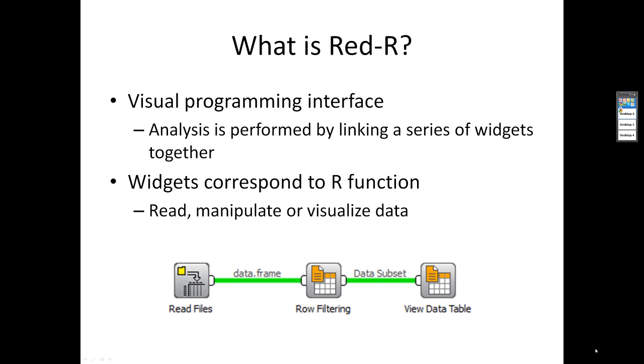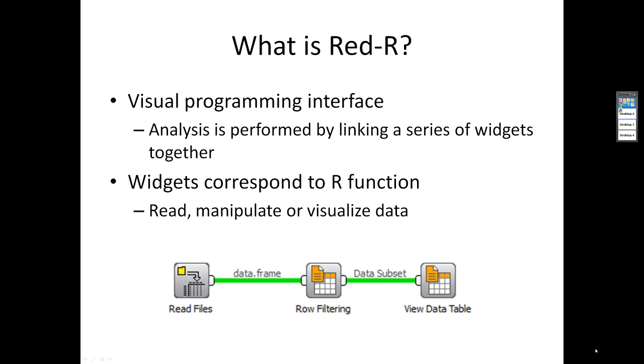So what is red-r? It's a visual programming interface for R. Visual programming hides the code complexity of R behind an easy, or at least easier to understand, graphical user interface. Analysis is performed by linking a series of widgets together. A widget performs some function, like reading, manipulating, or visualizing data, and data is passed between widgets through links. We call a series of linked widgets that perform some task a schema.